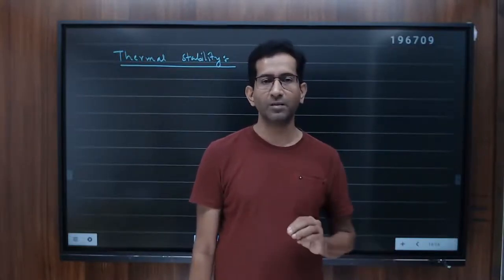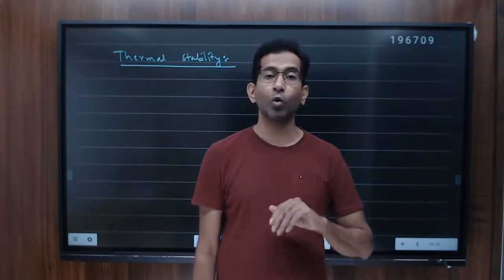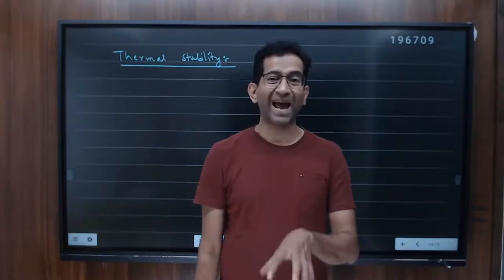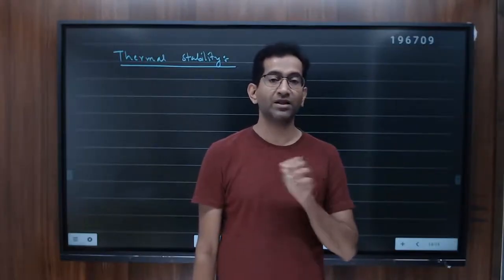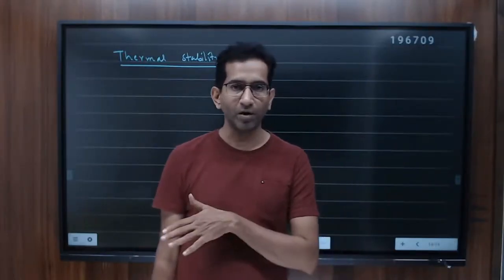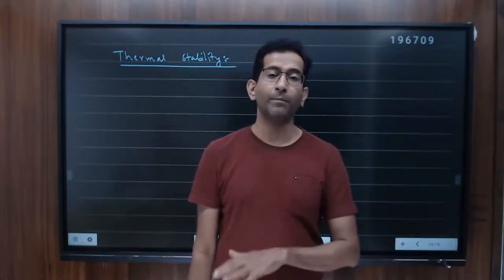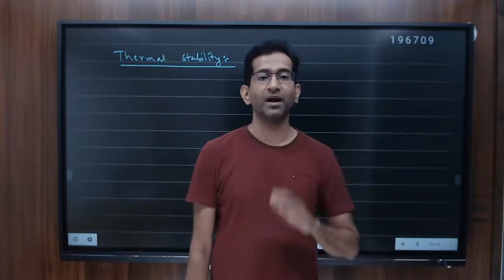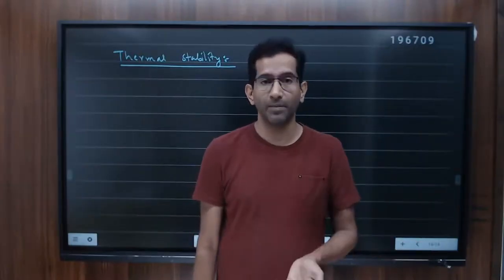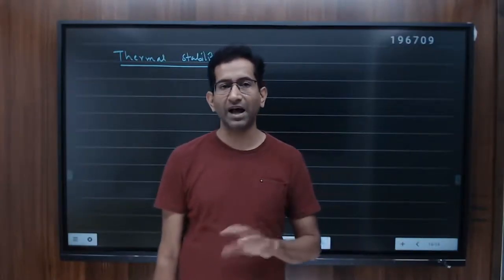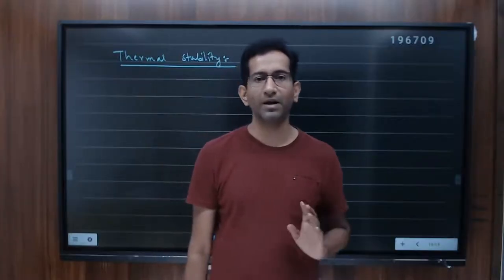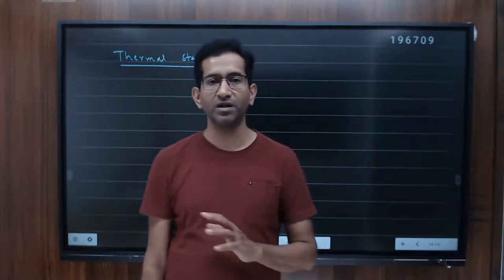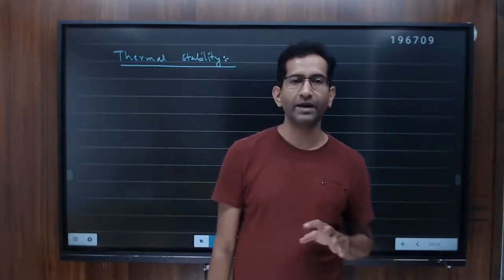Thermal stability means you provide thermal energy to the compound, and if the compound bears that thermal energy and the bonds present in it are not broken, or the compound does not decompose into other compounds, then the compound is said to be thermally stable. Now these types of questions ask for relative thermal stabilities. So first of all, you will find out whether the compound is covalent in nature or ionic in nature.